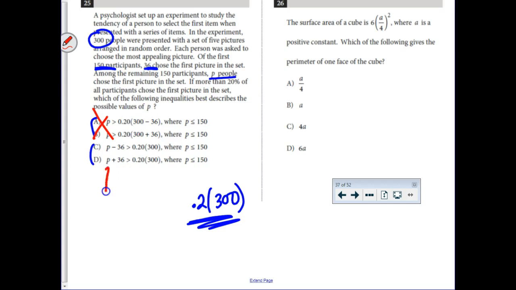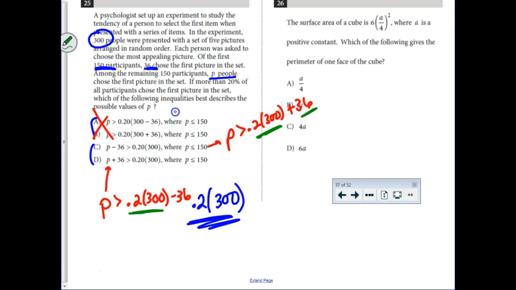Did you notice that in both of these, P is not solved? P is not isolated. So for instance, this one really says, if I move the 36 over, 0.2 times 300 minus 36. And this one really says P is greater than 0.2 times 300 plus 36. So tell me, which one makes more sense if P represents all of the people who selected the picture first? Would it be 20% minus 36 or 20% of them plus 36?